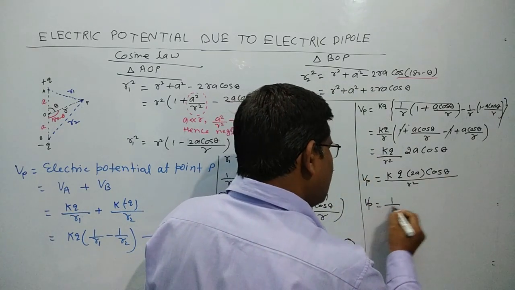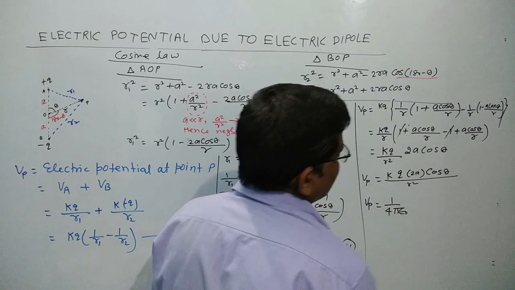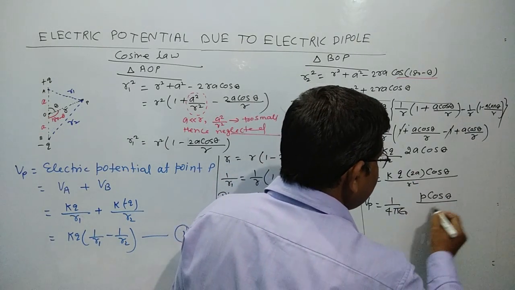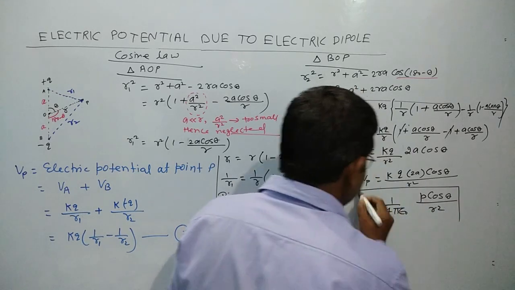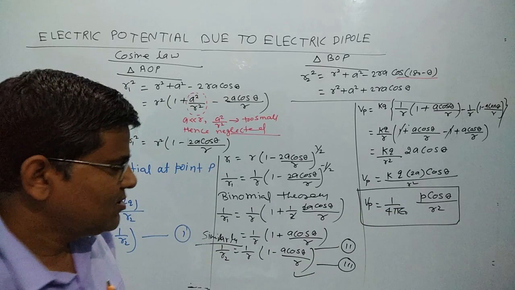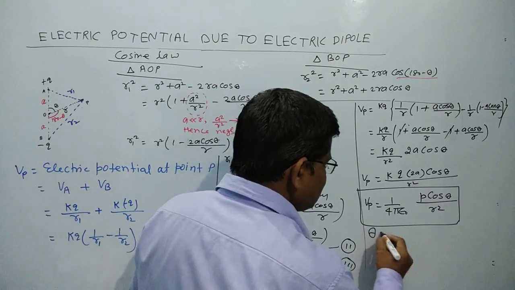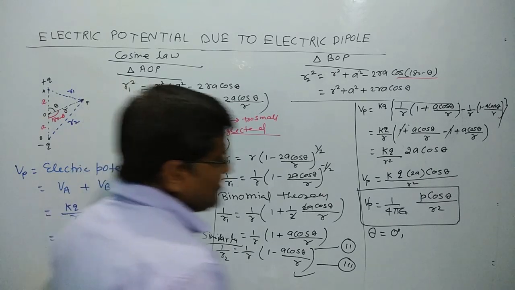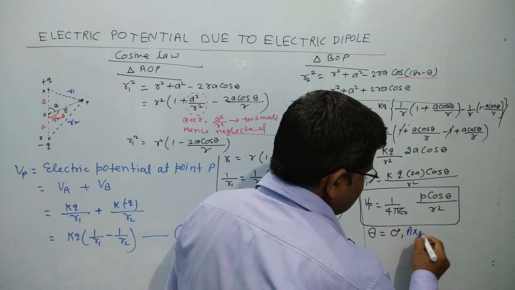Vp is equal to 1 by 4 pi epsilon naught times Q 2A, that is P, cos theta by R square. This is a very common equation, P cos theta by R square. If theta equals 0 degrees, that means the axial point.